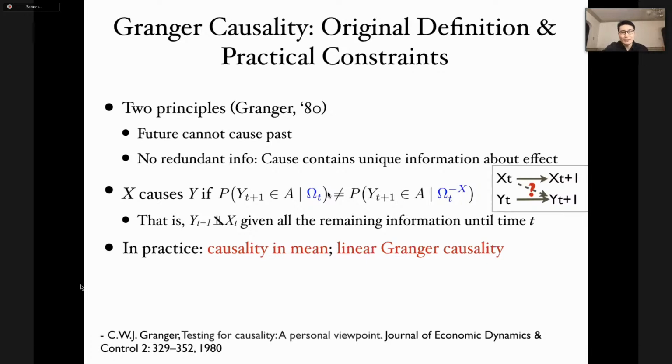So what does it mean? If this inequality holds, we say Y at t plus 1 is conditionally dependent on X given the remaining information. This is one particular way to find causality based on conditional independence relations. Furthermore, the causal direction can only go from the past to the future. That's why you can immediately recover the whole model by making use of this conditional independence condition. In practice, sometimes we have causality in mean or linear Granger causality. To do so, we can use something like a vector autoregression model to capture the causal relations. This is how Granger causal analysis is connected to the conditional independence-based method for causal discovery.